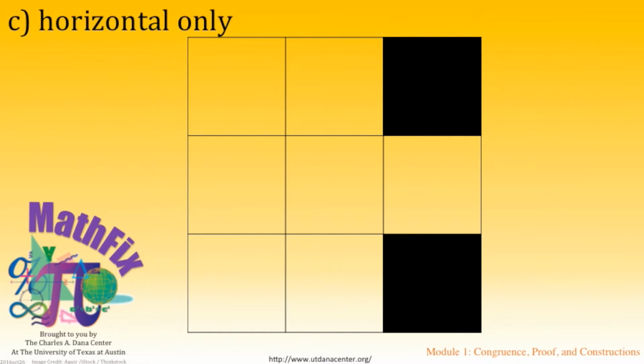Parts C and D have many solutions. The trick with these is to make sure that the configurations have only the symmetry listed and not others. Here are some possible solutions.